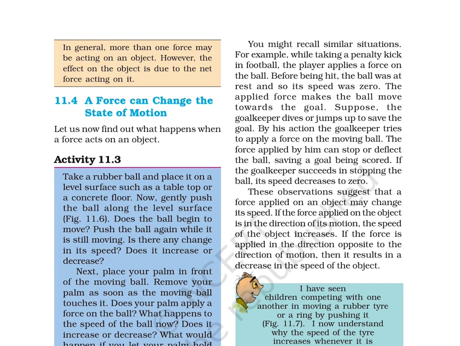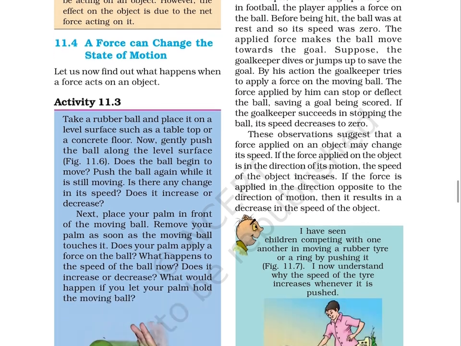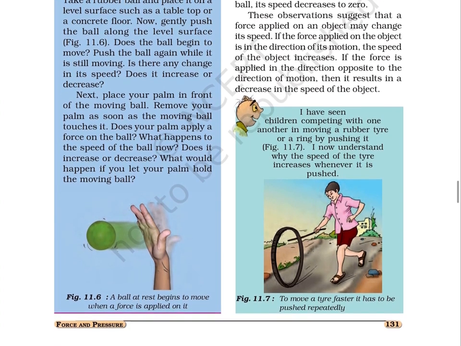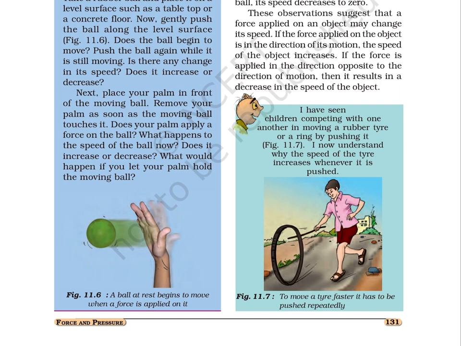11.4. A force can change the state of motion. Let us find out what happens when a force acts on an object. Activity 11.3. Take a rubber ball and place it on a level surface such as a tabletop or a concrete floor. Now, gently push the ball along the level surface as shown in figure 11.6. Does the ball begin to move? Push the ball again while it is still moving. Is there any change in its speed? Does it increase or decrease?